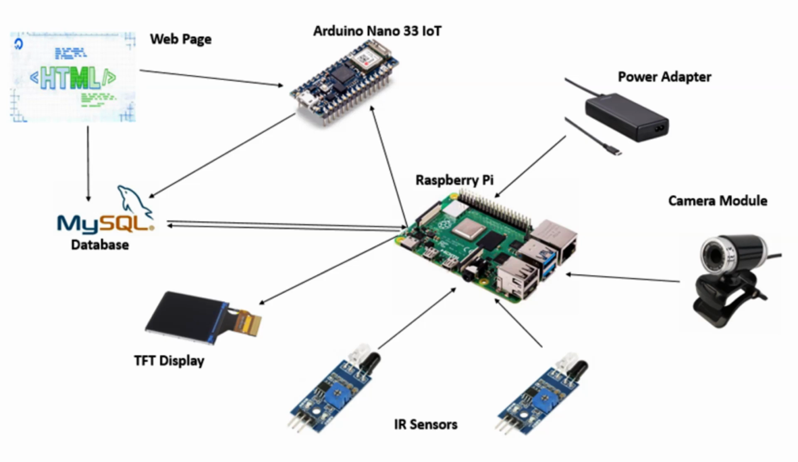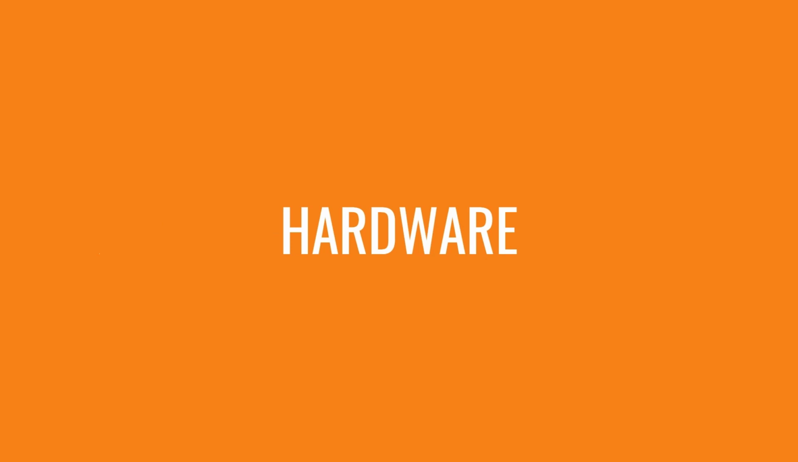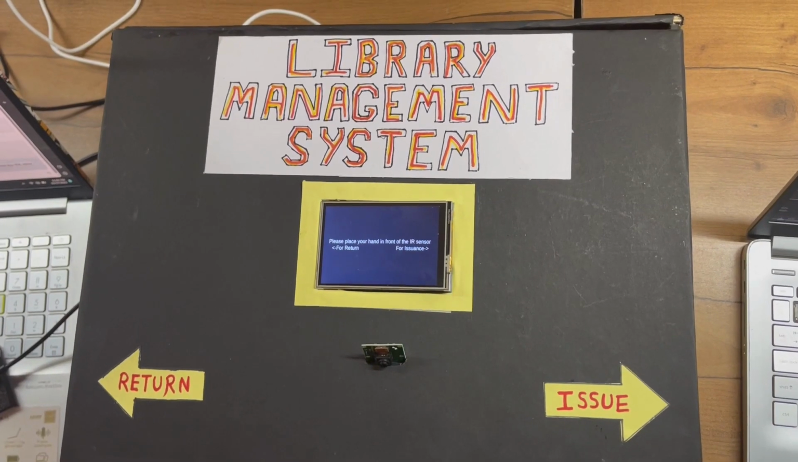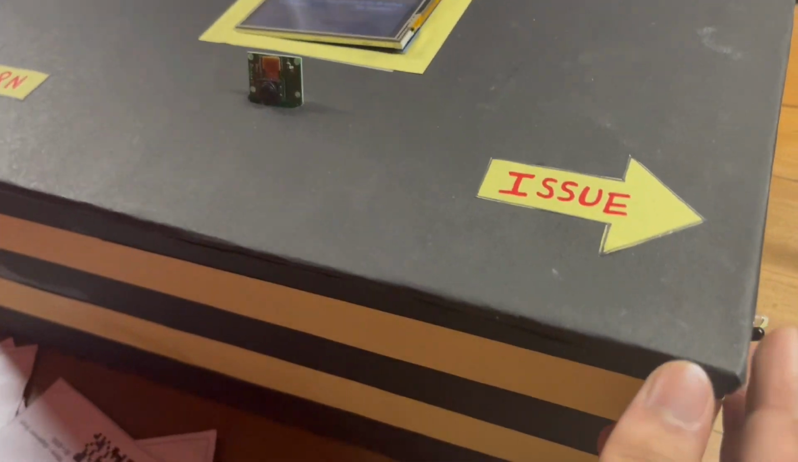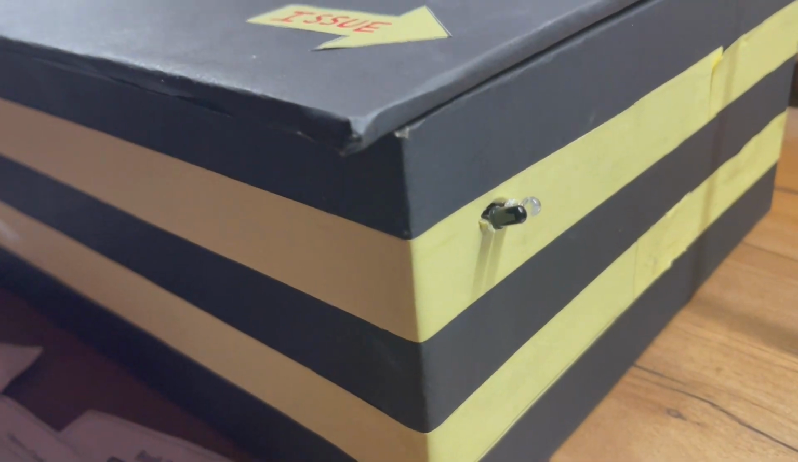The Arduino Nano 33 IoT is connected to the MySQL database and is used to send the data regarding any new users to the database. It acts as an interface to add new users to the system. After you have completely assembled the system, your system should look something like this. You can see on the screen a basic prototype for the assembly of the automated library management system.